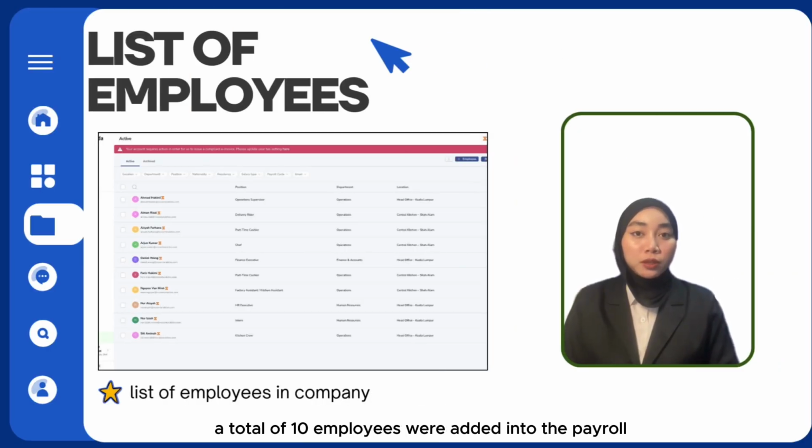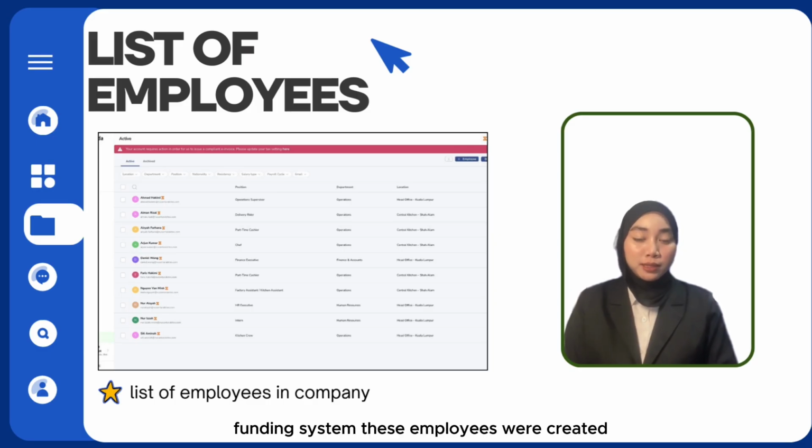During this project, a total of 10 employees were added into the Payroll Panda system. These employees were created to represent different employment types commonly found in real organizations, such as monthly paid employees, hourly and daily workers, interns, and both local and foreign employees with different statutory contribution requirements.